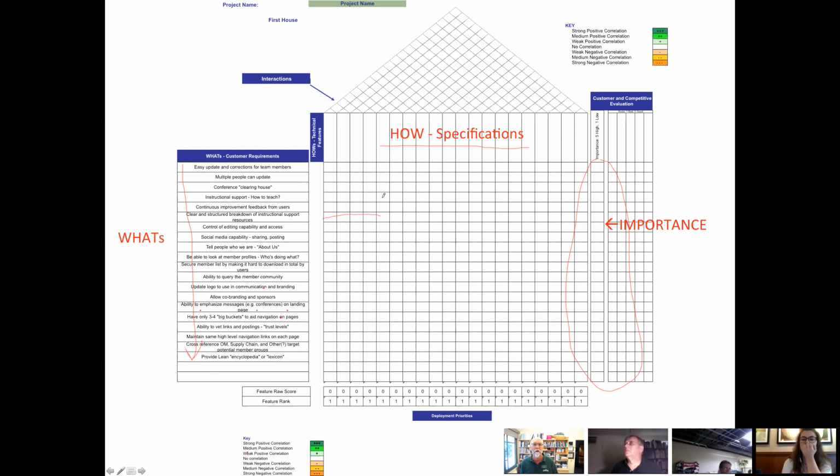And we're going to get relationships between these things. Once we multiply the strength of the relationship times the importance, we sum those over the column, and we kind of get down here, for each one of our specifications, an idea of what the priority should be in our deployment. So this is an example of a quality functional deployment.